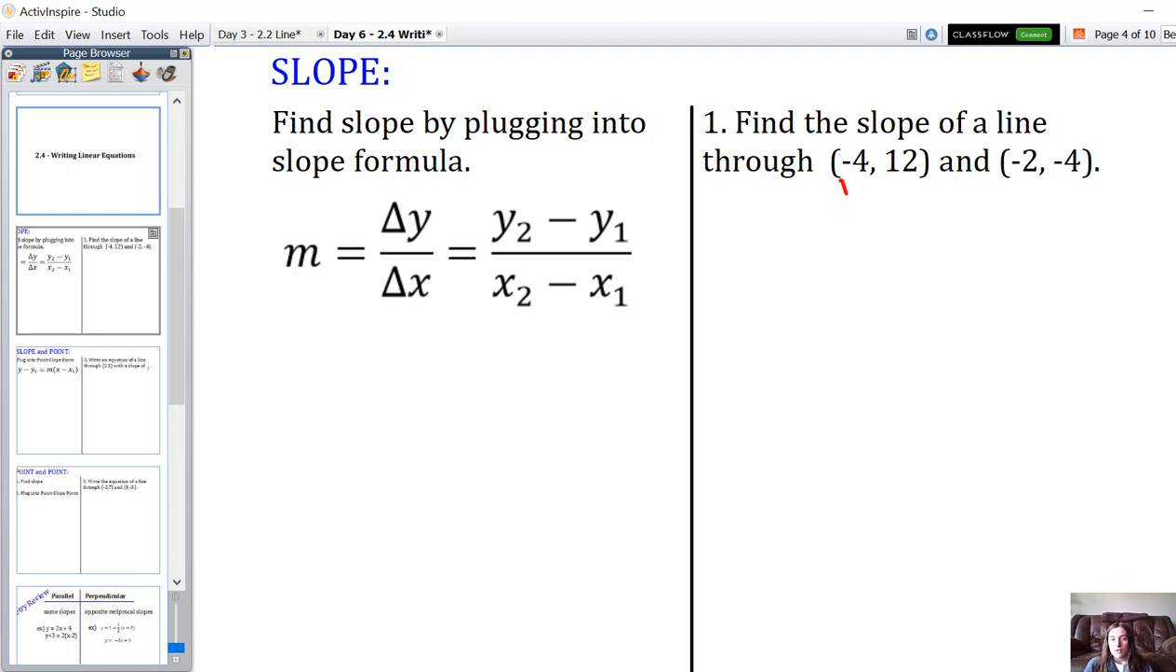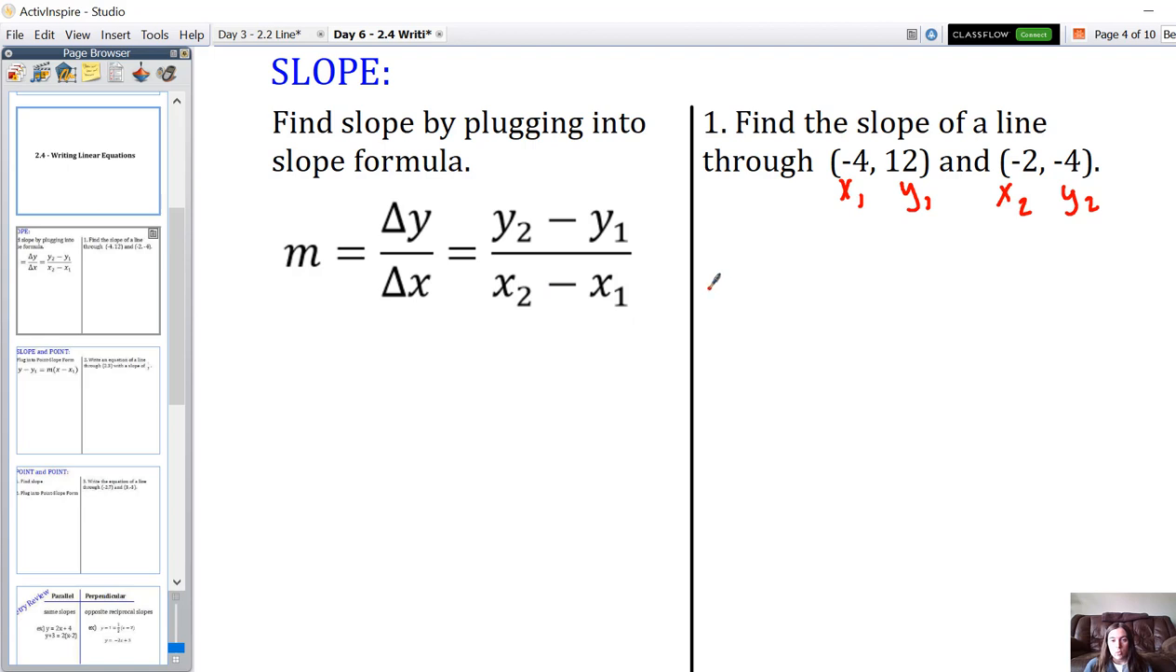I'm going to call the first one x1, y1, and the second one x2, y2. There's no particular reason for that. You could switch them if you want to. You could call this x2, y2, and x1, y1. It does not make a difference.